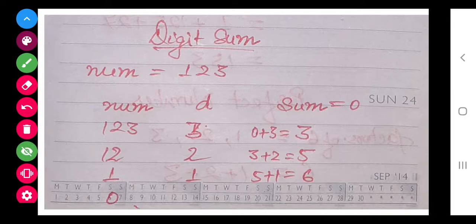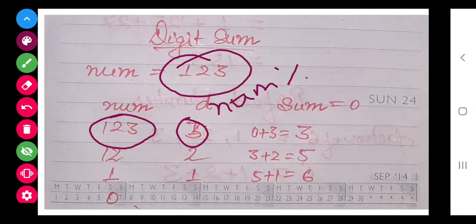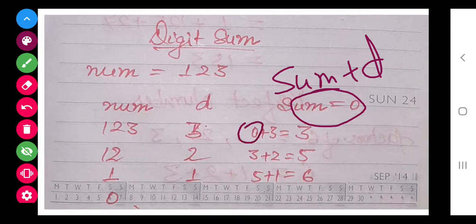So class, the first thing is to enter a number. Now this is the number out of which I want this 3. So I have written D is equals to num mod 10. 123 mod 10 is 3 only. That is, when 123 is divided by 10, the remainder will be 3. Now the next statement is sum is equals to sum plus D. In the starting we have taken sum as 0. So 0 plus 3, that's equals to 3.